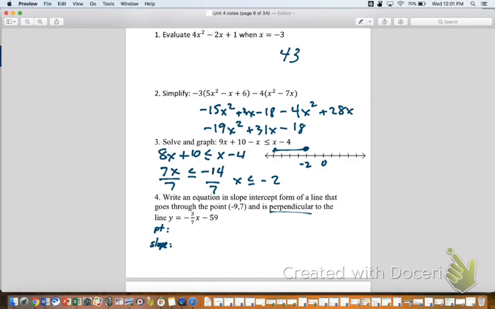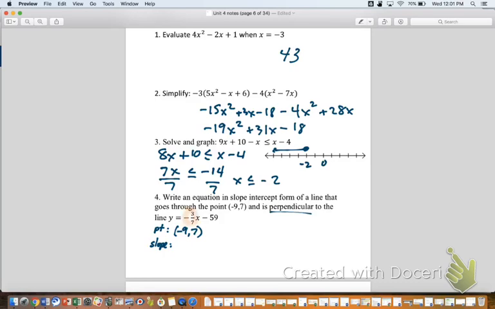We definitely directly have the point. It's negative 9, 7 lies on our line. We sort of have the slope, but we got to do a little work to get there. Our line is perpendicular to this other one. What's the relationship between perpendicular line slopes? Opposite and reciprocal. That's right. So what's the slope of this current line?